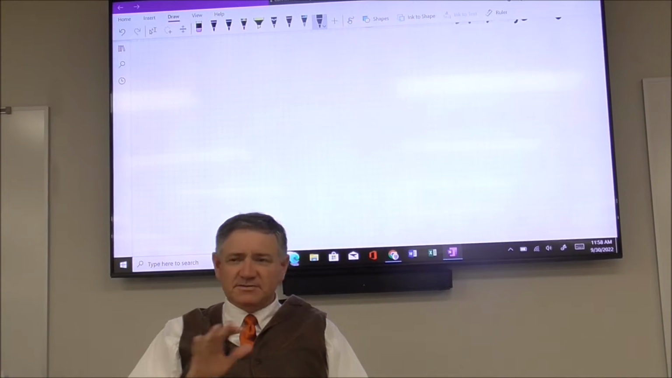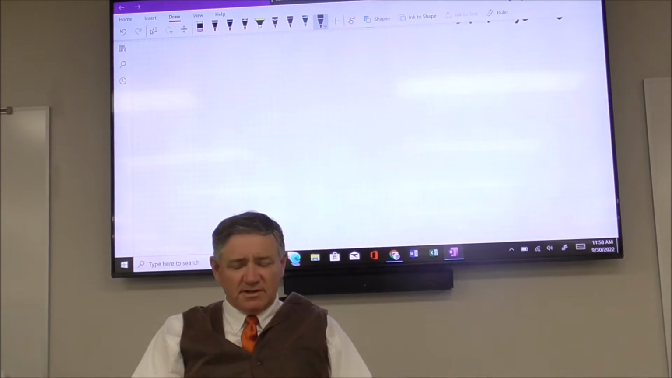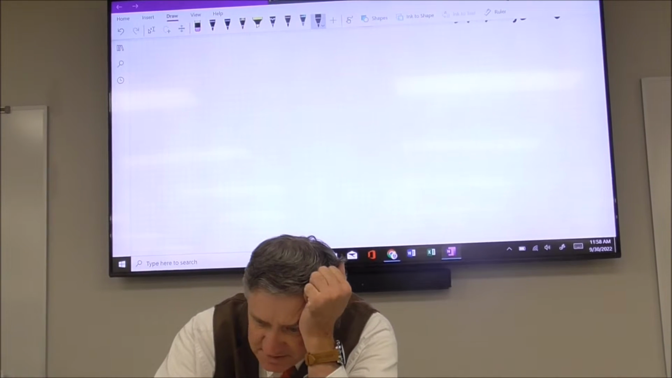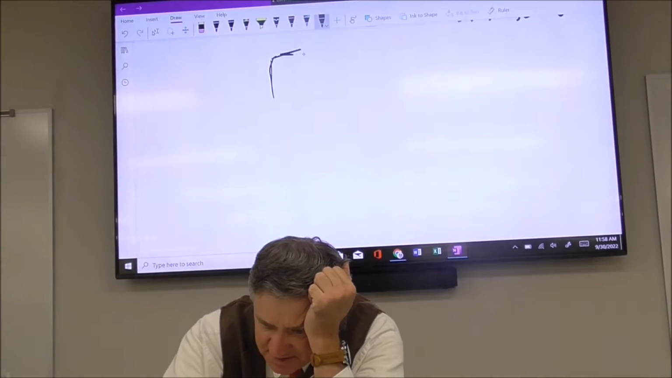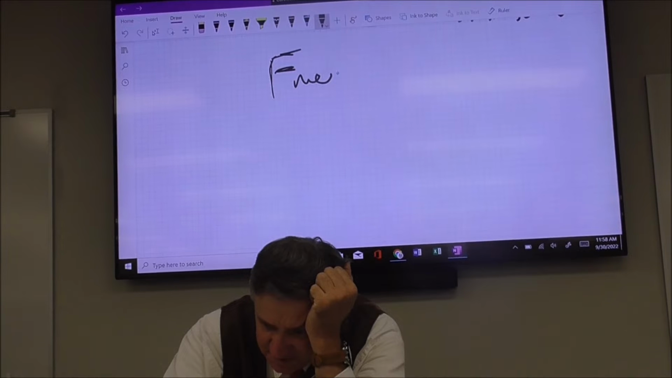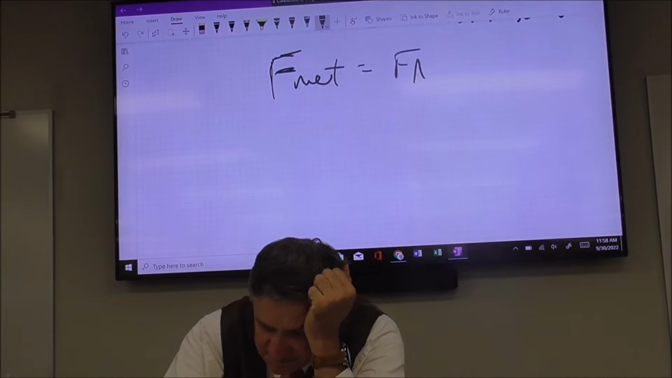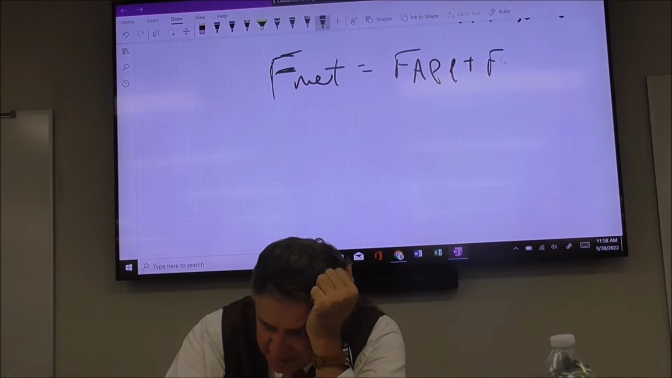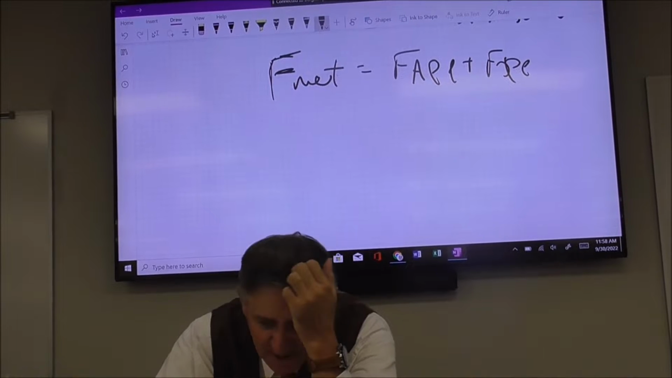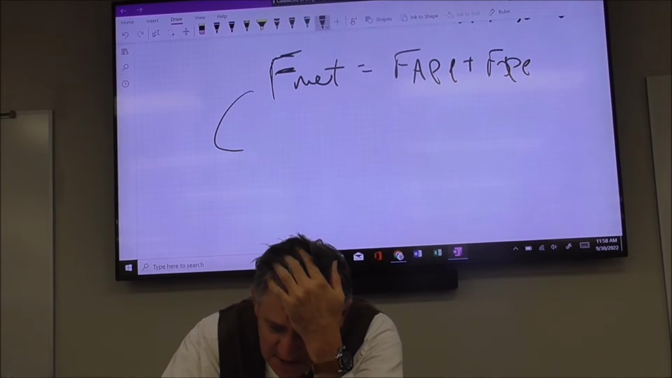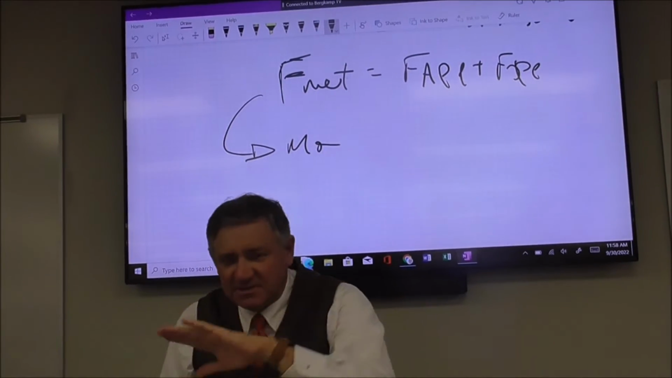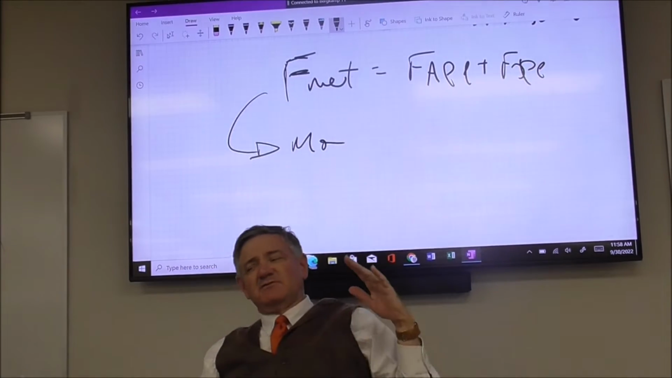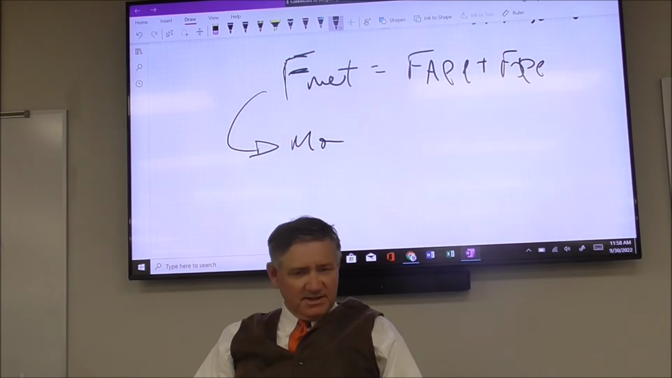So here's your basic idea. On every one of these problems, start with this idea that force net is going to equal the sum of 2 forces: force applied plus force opposed, okay? And it is only, and I emphasize this again, it is only in any situation the net force that equals mass times acceleration. Okay, that's it.